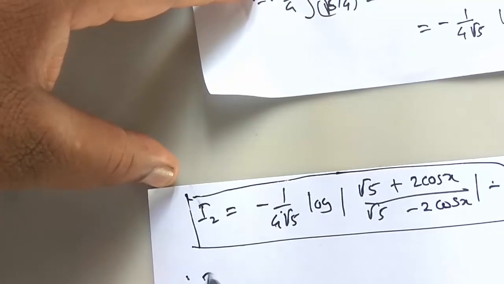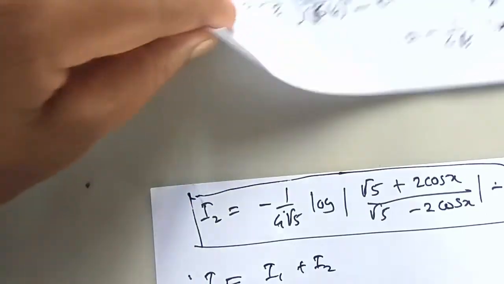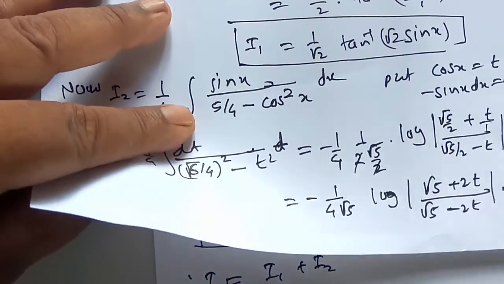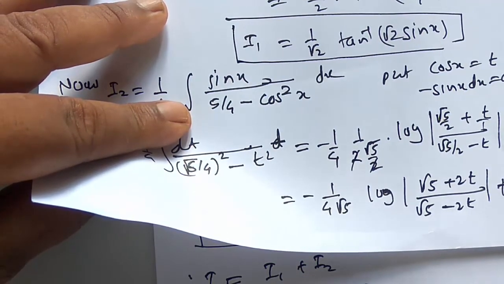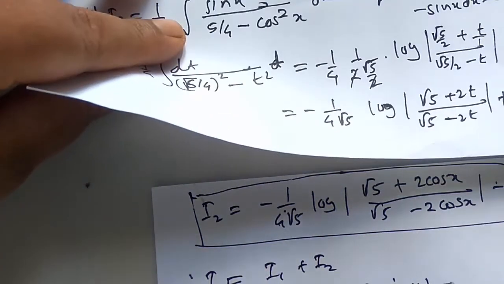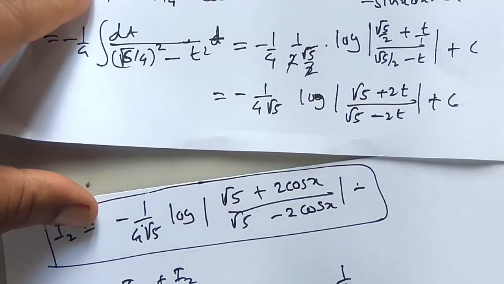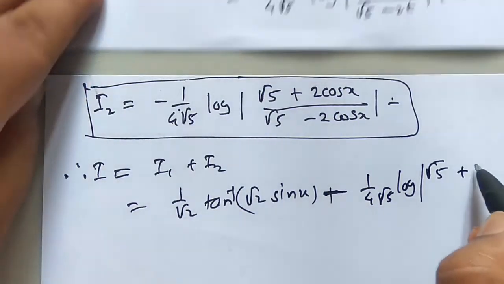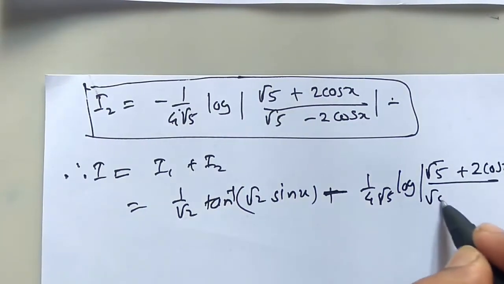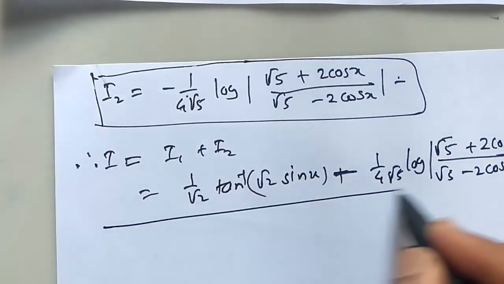Therefore I is equal to I1 plus I2. So I1 is 1 upon root 2 tan inverse of root 2 sin x, plus I2, which is minus 1 upon 4 under root 5 log of root 5 plus 2 cos x upon root 5 minus 2 cos x plus some constant c. So this is the answer of example number 4.